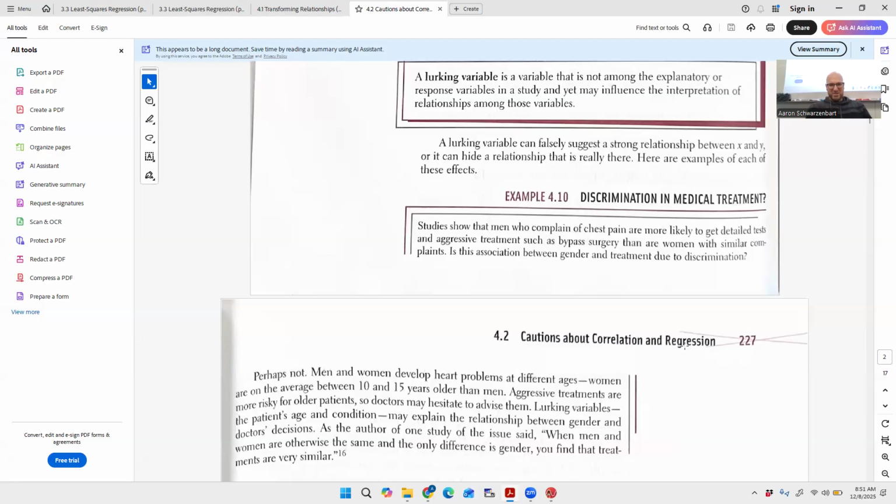In most cases, though, women are 10 to 15 years older before they complain about these. So a man complains about this at 60, the woman's 75. Which one are you more likely to do aggressive treatment on? Younger. The 60-year-old, he's more likely to be able to handle it. And so the data, without that lurking variable of age of when these symptoms happen, makes it look like discrimination.